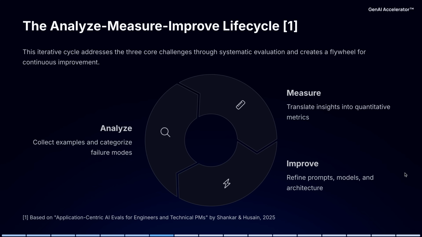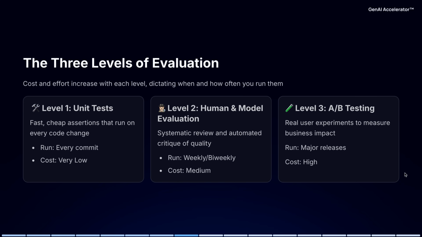Now that you understand the high-level approach, let's drill down to the 3 levels of evaluations and make this a little bit more practical, also with some examples. If you go from left to right, you see level 1, 2, and 3, and the cost and effort increase with each level, dictating when and how often you run them.